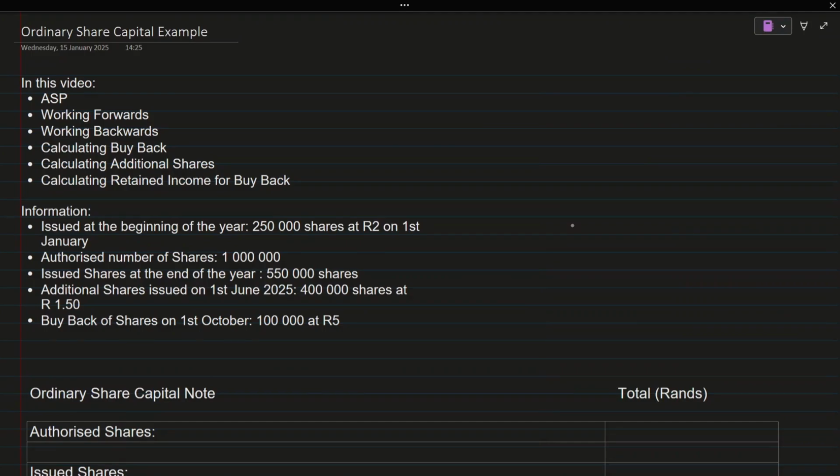In this video, we're going to focus on ordinary share capital, more specifically an example on ordinary share capital. In the previous video, we looked at terminology and I explained some of the concepts in a simpler way. We looked at ASP and calculating the ASP, and we also did the ordinary share capital T account and the note. So here we're just going to focus on doing an example. Please go watch that video if you haven't already.